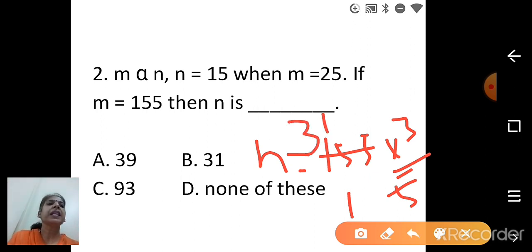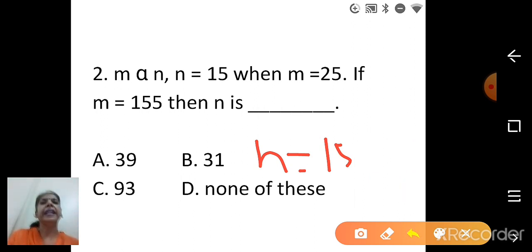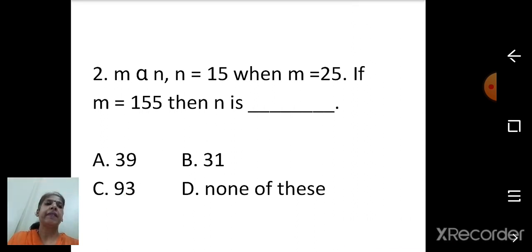Then you multiply 31 into 3 and the correct answer is 93. Which option is it? C1. So I have tried to show you the calculation. In the exam you do it neatly, then only you will get the correct answer. So our option is C, that is, C is equal to 93.